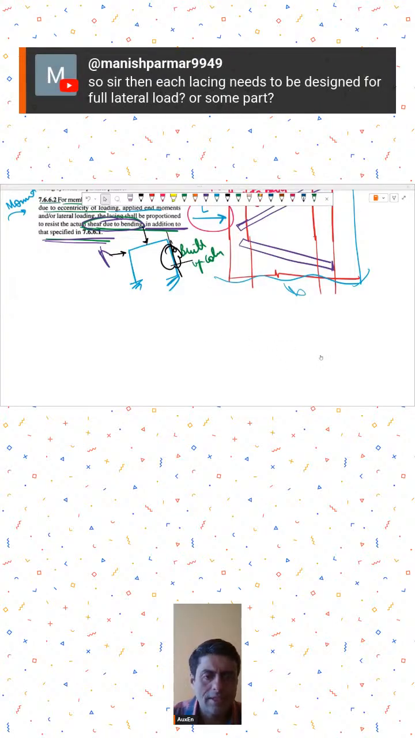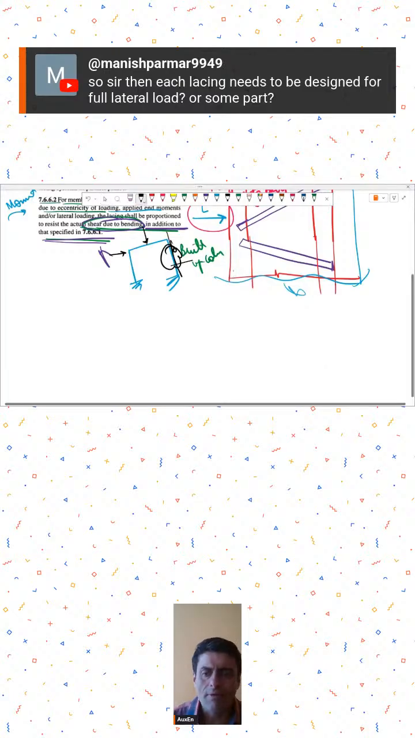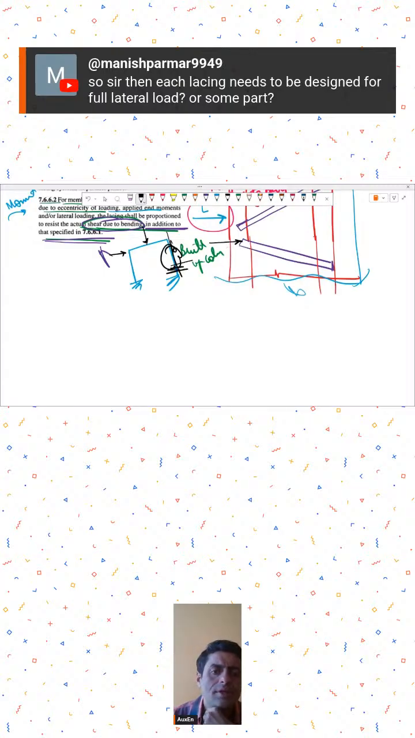Mr. Manish is adding, then each lacing needs to be designed for full lateral load or some part. No, so if you have found out, let's say you got the shear over here. First let's take that there was some point load L. So this L you may divide it by 2 because there are lacings on two planes.